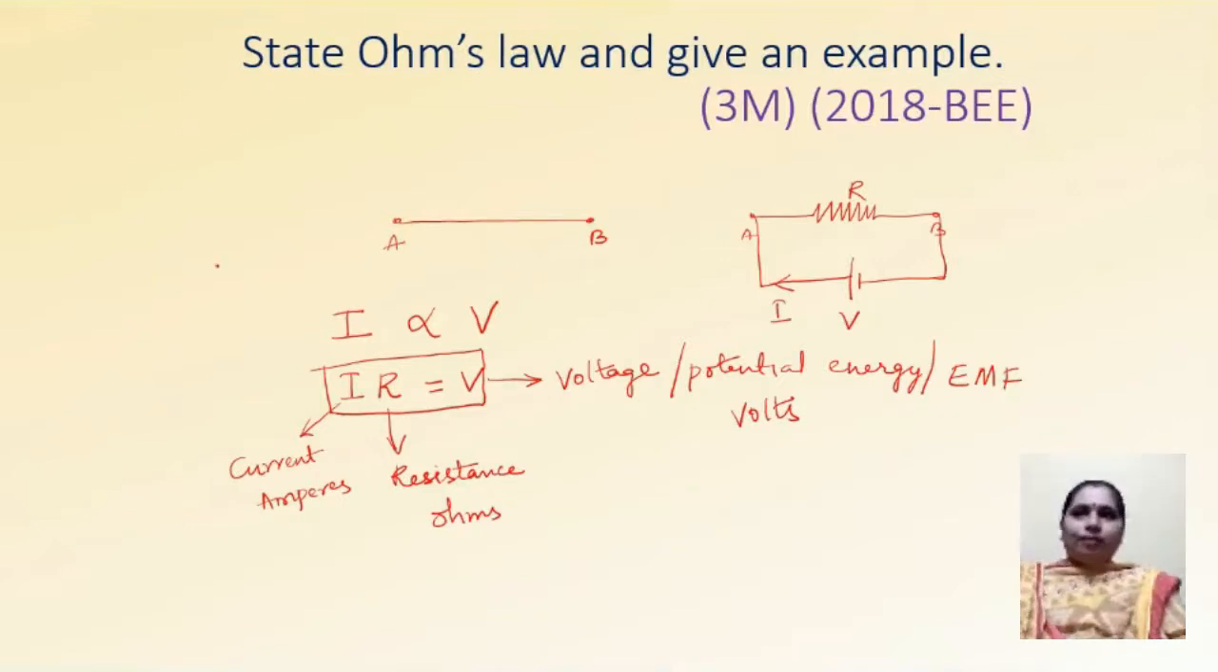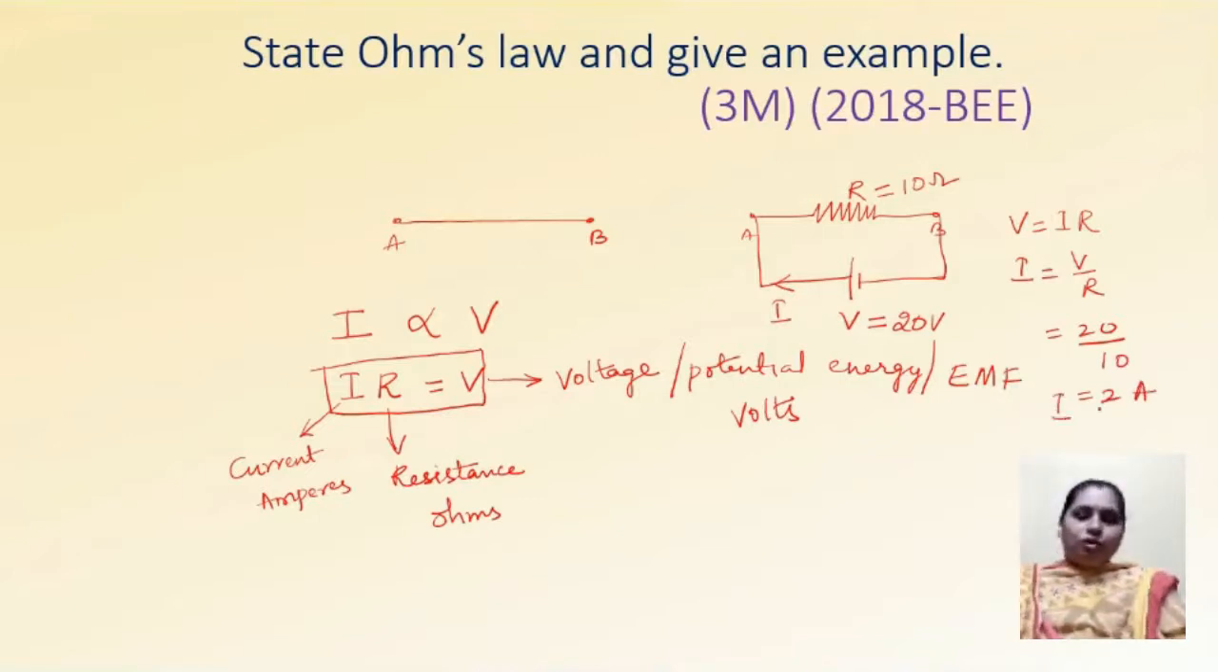Now, give an example. Let us take an example where the voltage source is 20 volts and the resistance is 10 ohms. The current flowing through the conductor, by using the formula V equal to IR, we can find as I equal to V by R. So it is nothing but 20 divided by 10. So 2 amperes of current is flowing when a voltage of 20 volts is applied across a 10 ohm resistor. Okay, so this is how you define Ohm's law and give an example.